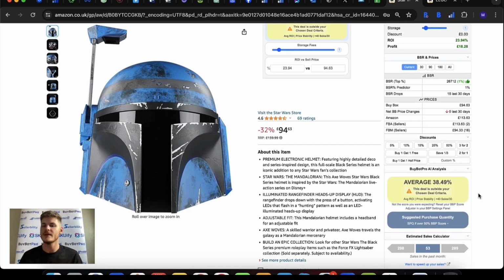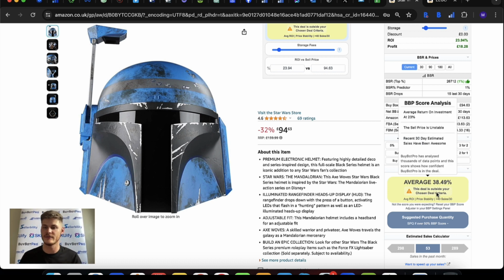So the confidence score is, as we know, what BuyBotPro tells us in terms of what it thinks about the listing. To me it's saying that this is an average deal, giving me a confidence score of 38.49, and it's also telling me this deal is outside our chosen deal criteria. Now we can see more about the confidence score and some of the reasoning behind it, and the things to consider before we go ahead with the listing, by hovering over the confidence score.